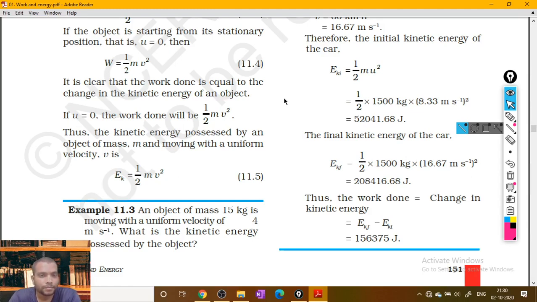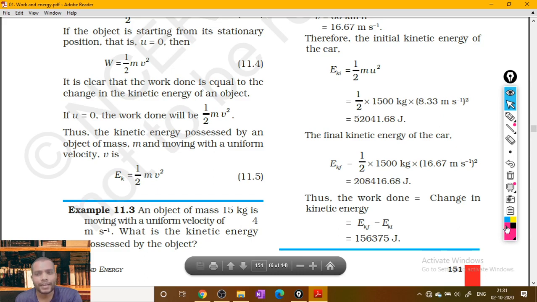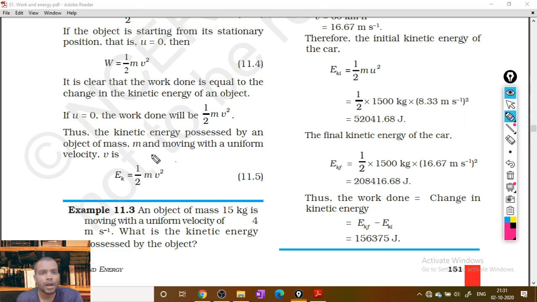Hello everyone. So far in this chapter I discussed kinetic energy, and before that, work, which we defined as the product of force and displacement. After that, kinetic energy. Kinetic energy is the energy possessed by a moving object with a velocity v. So we write the kinetic energy expression: kinetic energy equals half mv square. So moving objects have kinetic energy.